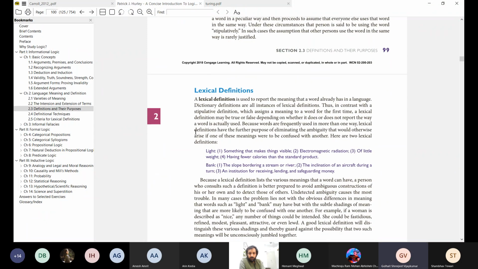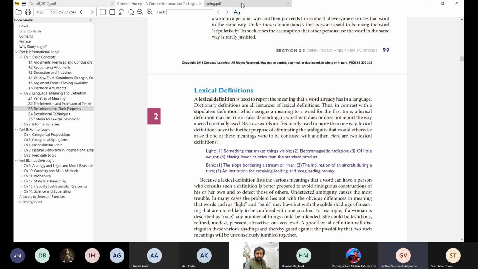A lexical definition is used to report the meaning that a word already has in a language. Dictionary definitions are all instances of lexical definitions. Thus, in contrast with a stipulated definition, which assigns a meaning to a word for the first time, lexical definition may be true or false, depending on whether it does or does not report the way a word is actually used. Because words are frequently used in more than one way, definitions have the further purpose of eliminating the ambiguity that would otherwise arise if one of the meanings were to be confused with another.